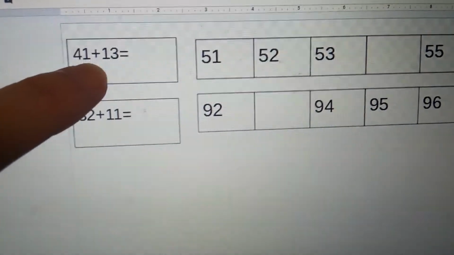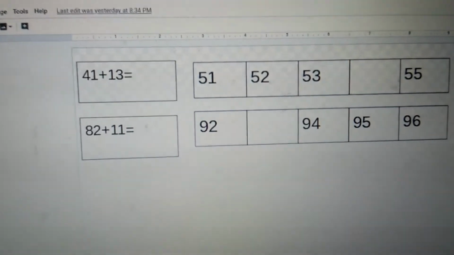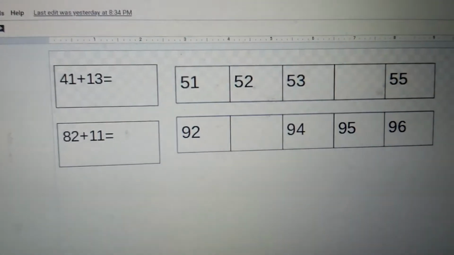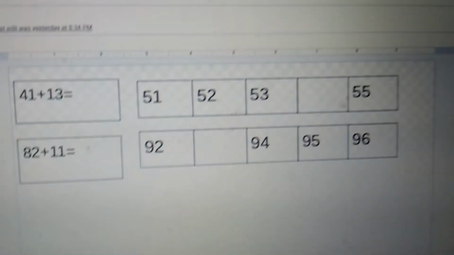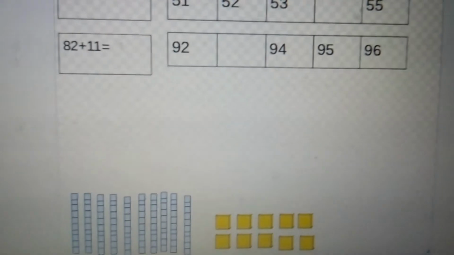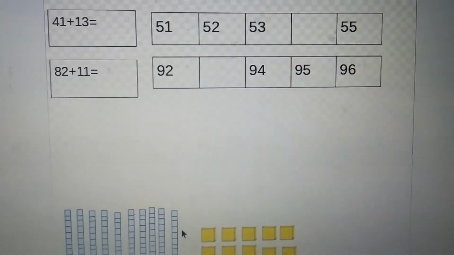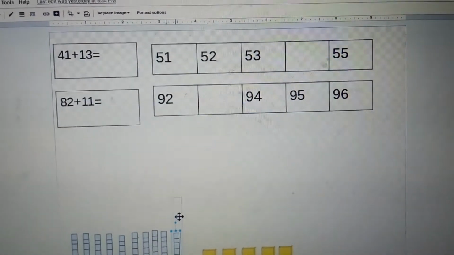Now it says 41 plus 13. I know my first step on that poster was I had to build both my numbers. So my first number is 41. And looking at 41, I see there's a 4 in the tens place. So I'm going to go down here, and I'm going to drag 4 10 sticks. And I'm going to count by 10 as I do that.